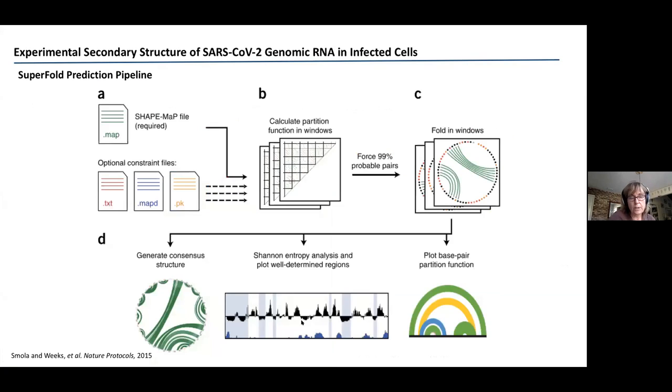I'm going to go over this quickly because it's complicated, and if you want to do it, you would want to read this paper. But you basically take your reactivity input file, you calculate a base pairing partition function in windows, you force probable base pairs, and then you plot the actual positions of the interactions. And then what we like to do is to plot the SHAPE reactivity as a function of Shannon entropy in a plot much like this, and I'll get right to that.